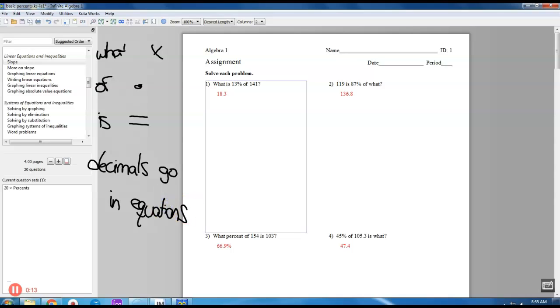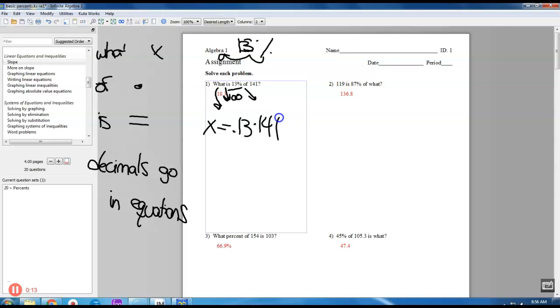And then, with those things in mind, I just go through each one of these questions and turn it into an equation. So the word "what," that means X. The word "is," that means equals. 13%, I can't put a percent into an equation, so I changed it to a decimal, so 0.13. I did that either by dividing by 100, or you can think about it as moving that decimal over 2 spots. And then the word "of" means times, and 141 is 141.